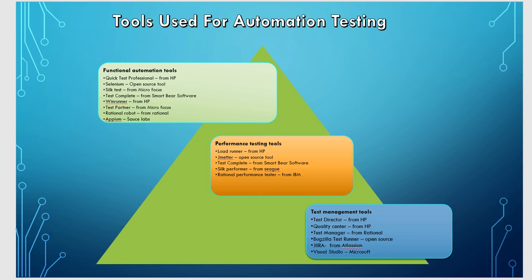Performance testing tools cover LoadRunner, that is from HP. JMeter, again an open source tool. TestComplete from SmartBear Software. Silk Performer from Segue, and Rational Performance Tester from IBM. There are test management tools like Test Director from HP, Quality Center from HP, Test Manager from Rational, Bugzilla, TestRunner open source, Jira from Atlassian, and Visual Studio from Microsoft.